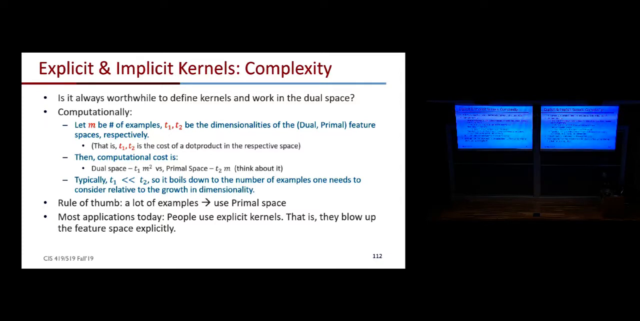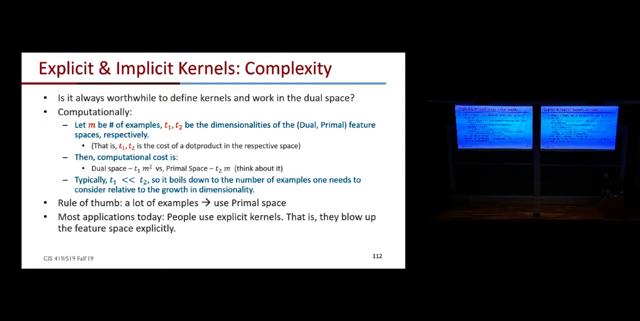In fact, my last comment here, most people in the language domain will use explicit kernels. They will actually work in the primal space. They will blow up the feature space and work there. And they will tell you that they use linear kernels, which basically means we actually use the explicit feature space, no kernels. But basically, that's the trade-off that you have.